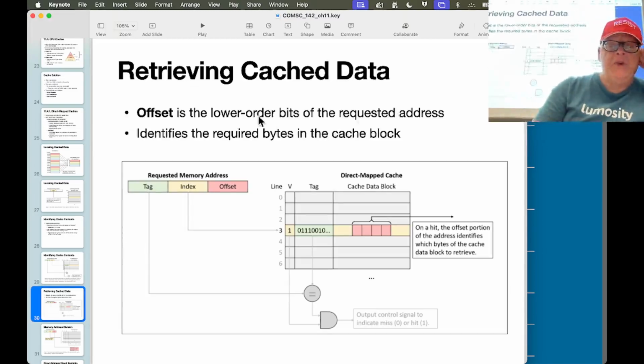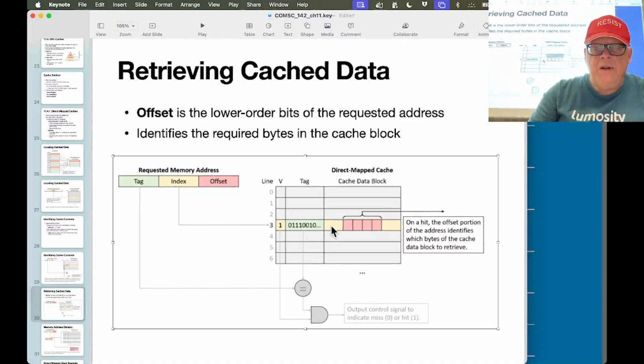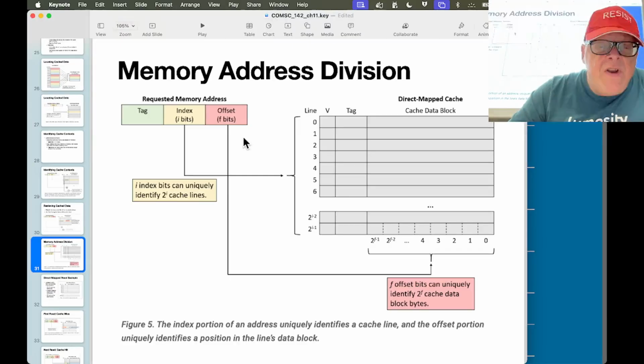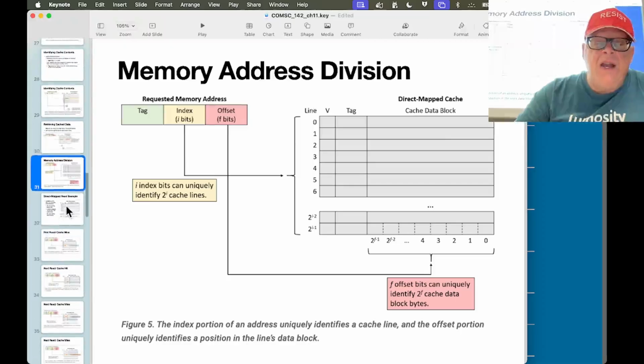So that's the game. Your offset is the lower order bits of the address. That determines how far you go through this block of data to find the one you want. All right, so you've got memory address division. We talked about it: the index tells you which of these lines you're in, the offset tells you how far to go within the line, and the tag tells you which region of memory that line came from.